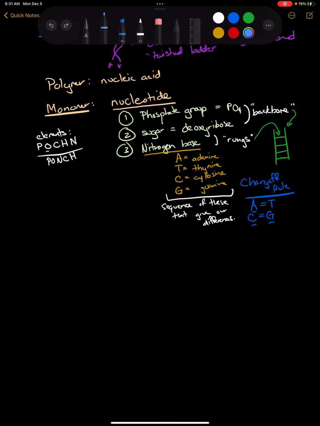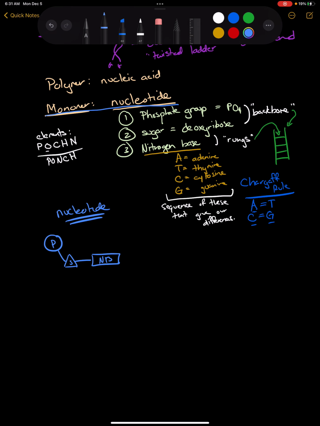So what we want to do is draw our nucleotide. All right, now we said phosphate was first. So here's my phosphate group. We're just going to make it a circle. And then it's going to attach to my sugar. We'll make that a triangle. And then sugar will attach to our nitrogen base. Okay, so this right here is a nucleotide: a phosphate, a sugar, and a nitrogen base.